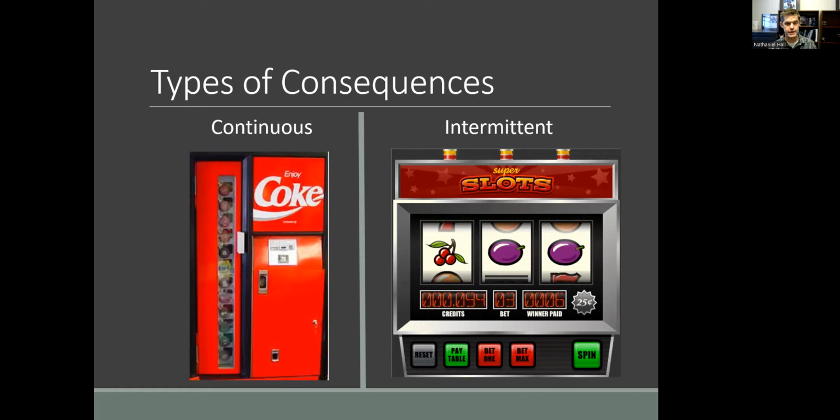Whereas on intermittent schedules of reinforcement, there should be a strong learning history that every time you push a button or put your money in, the reinforcement is not anticipated every single response. There's going to be some schedule or some type of relationship between the number of responses and the number of reinforcers, but it's going to be intermittent, meaning that not every response is going to produce a reinforcer.